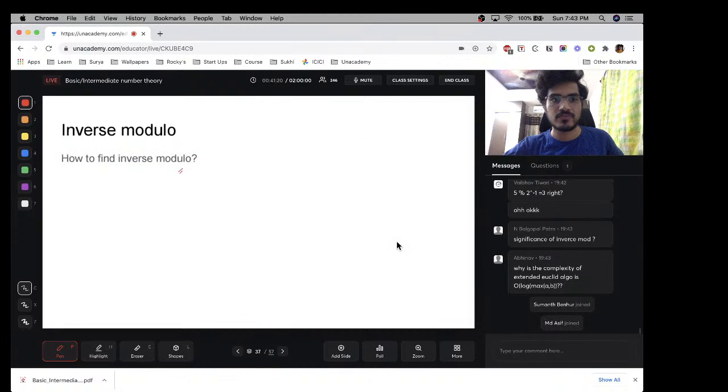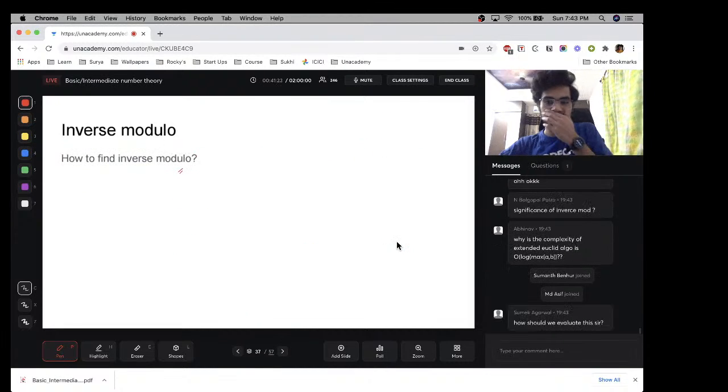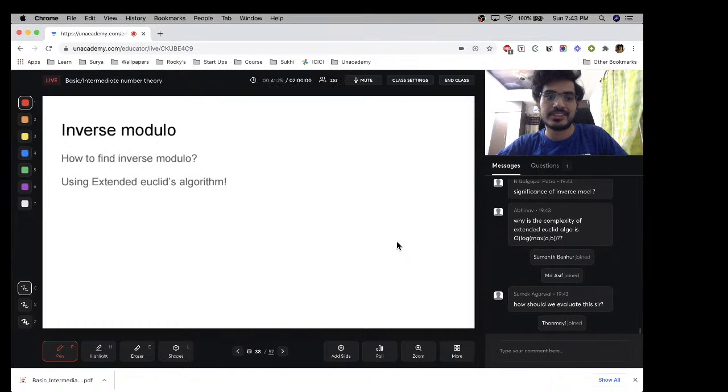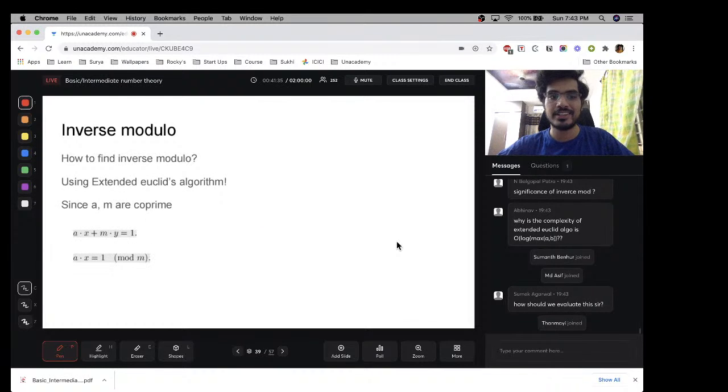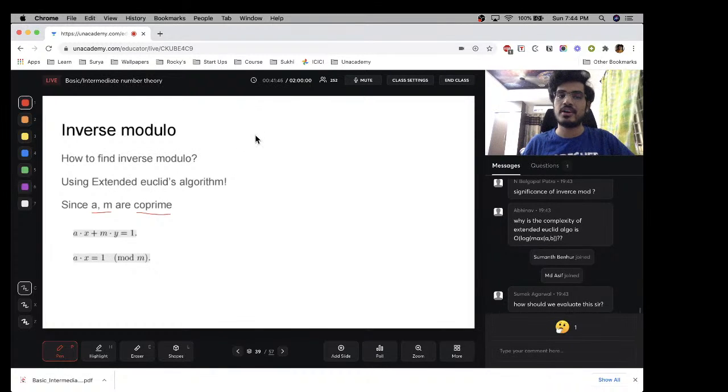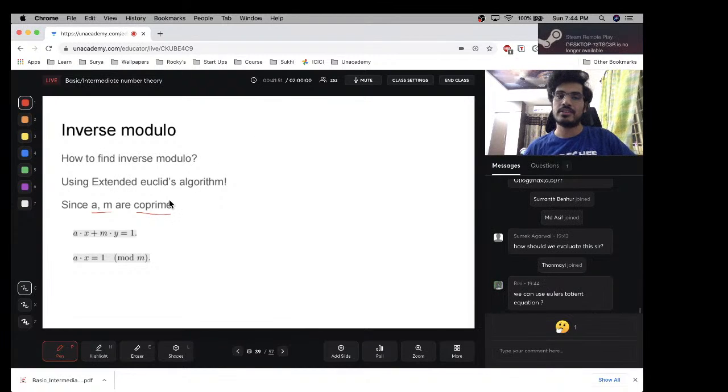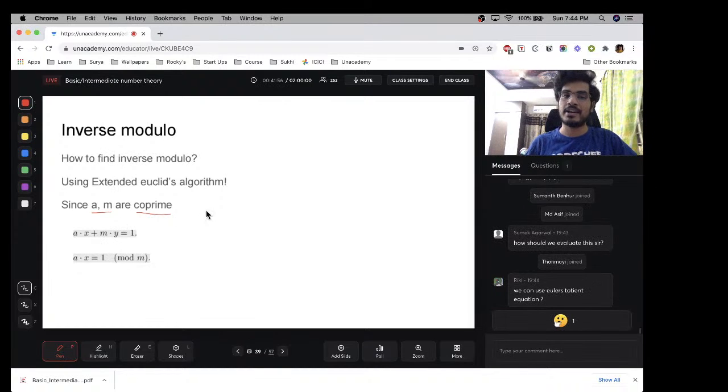So let's go. How to find inverse modulo? It's using extended Euclid's algorithm. Simple. We already learned a very useful algorithm. We'll try to use it and find the inverse modulo. We assume that A and M are co-prime. An inverse of A mod M exists only when A and M are co-prime. The GCD of A and M is 1.